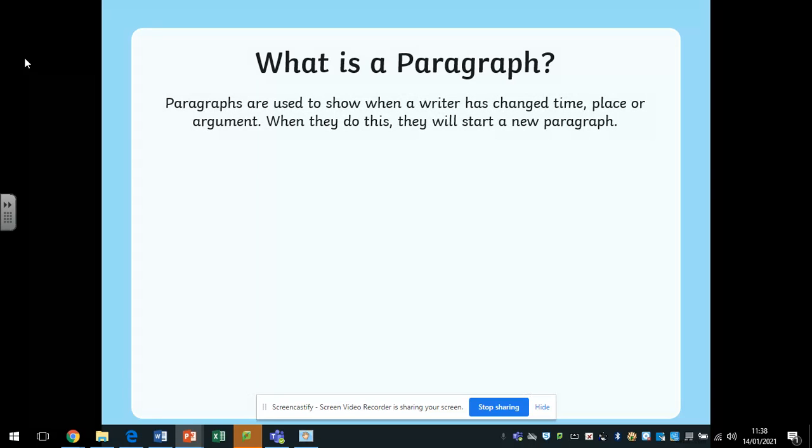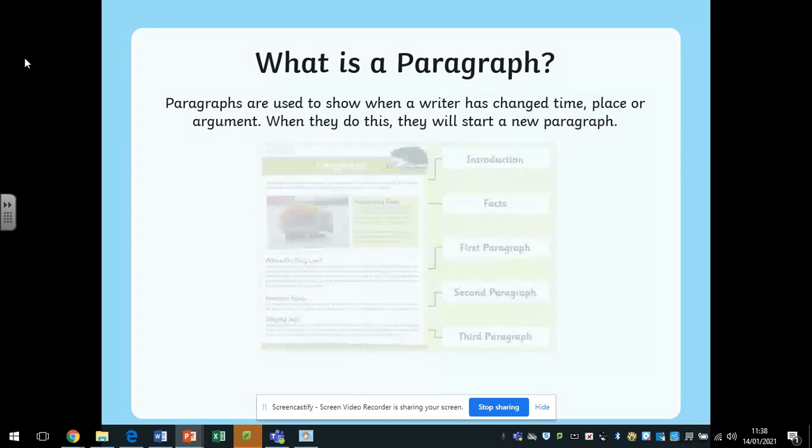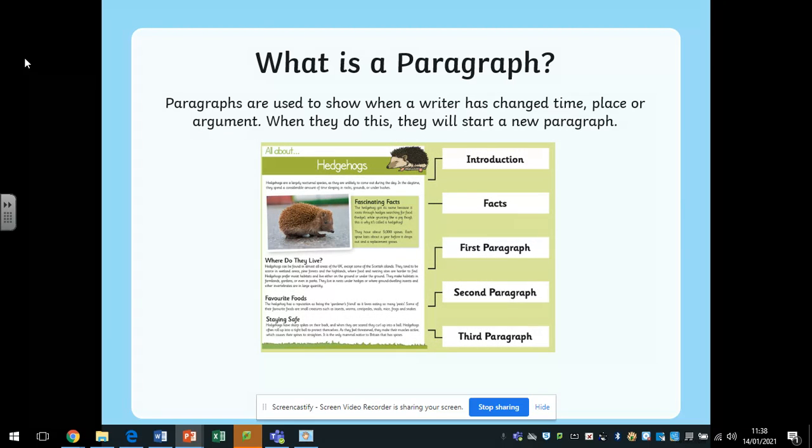Paragraphs are used to show when a writer has changed time, place, or an argument. When they do this, they will start a new paragraph. So, for example, this here, we've got the introduction, we've got the facts file. The first paragraph is about where do they live, so where do hedgehogs live. So that entire paragraph, all those sentences are about that.